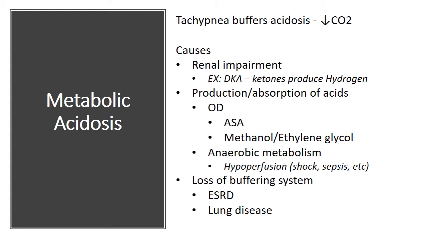One is renal impairment, such as a patient in DKA, that diabetic ketoacidosis. And we all know that fruity odor caused by the ketone production, well, those ketones produce hydrogen. So if you get more hydrogen ions, you're going to become more acidic. So DKA produces hydrogen ions, makes the patient very acidic. That's why they hyperventilate and have those small respirations trying to blow off that acidity.